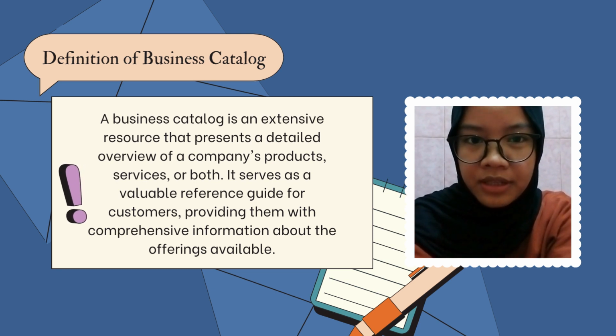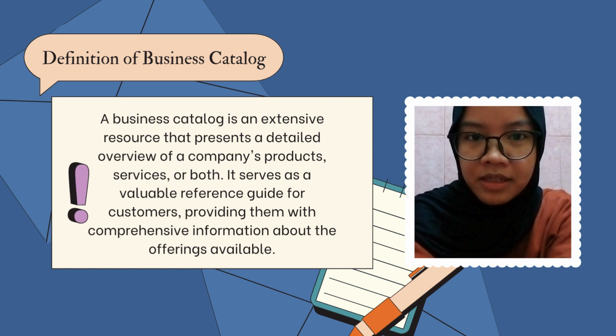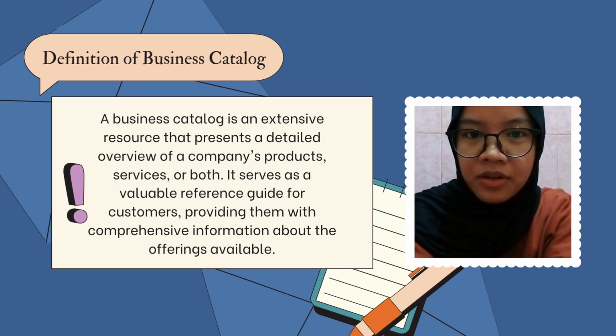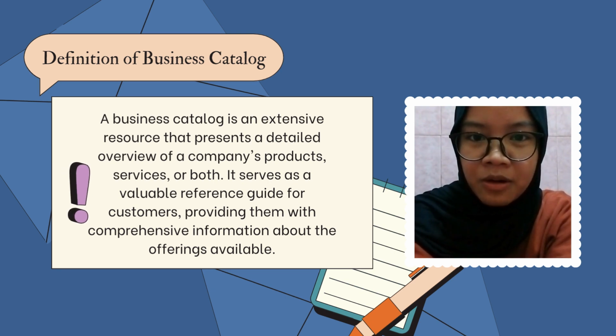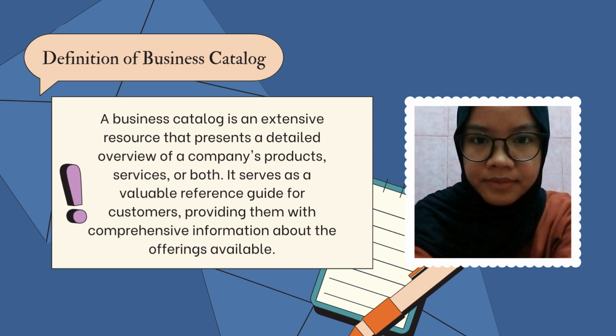Pricing information is a critical component of any business catalog. Customers need to know the cost of each item or service, including any discounts or special offers available. Transparent pricing helps customers make informed decisions and manage their budget effectively. Additionally, catalogs typically include instructions on how to place an order, whether through contact information, online order options, or pricing procedures. Providing clear guidance streamlines the buying process, making it easier for customers to make a purchase.